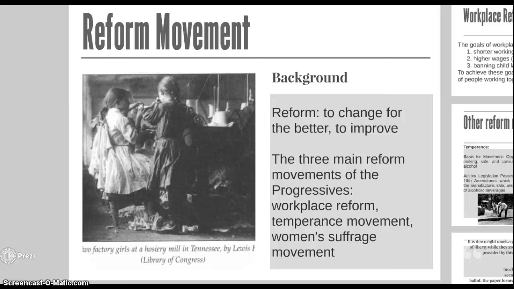You can see in the picture there, it's two girls working in a factory. The conditions are not very safe, and you can see they're very, very young, much younger than you would see in a factory in the U.S. today. So let's start looking at each of the specific reform movements.